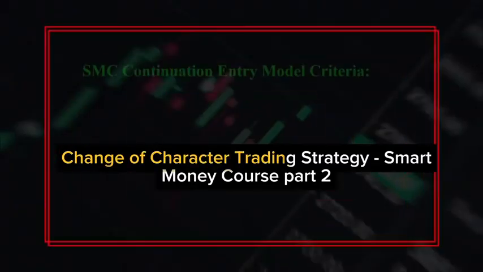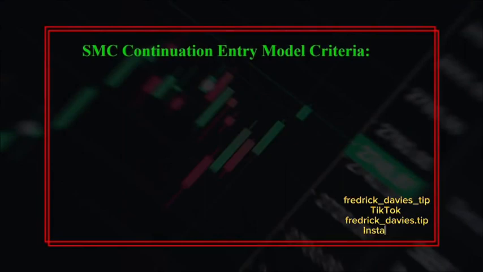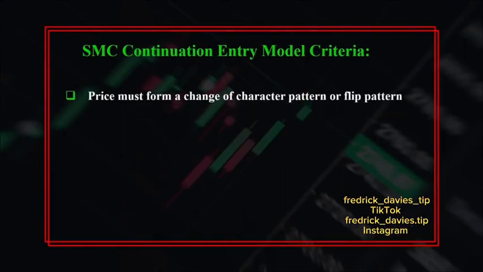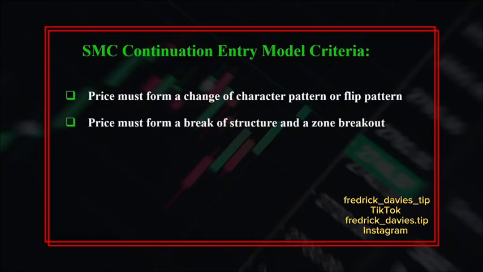There are 4 essential criteria that must be considered before executing such continuation trades. The first rule requires the price to form a change of character pattern or flip pattern after reaching the higher time frame supply or demand zone. Secondly, we must patiently await a break of structure and a zone breakout in the price movement.